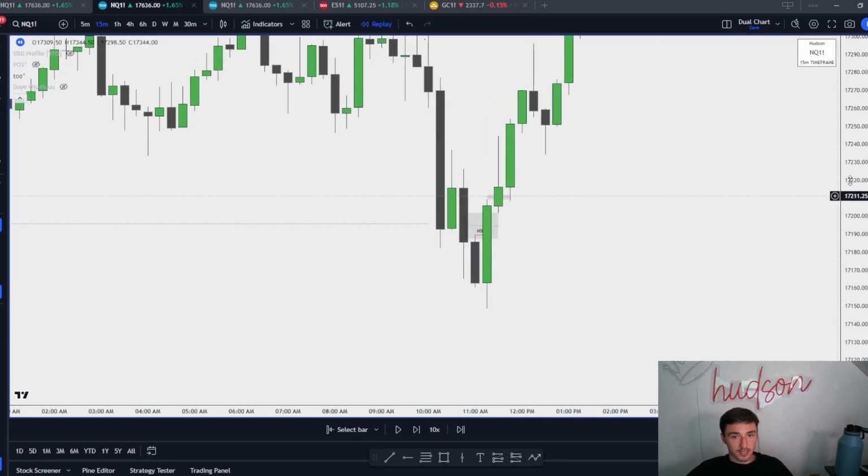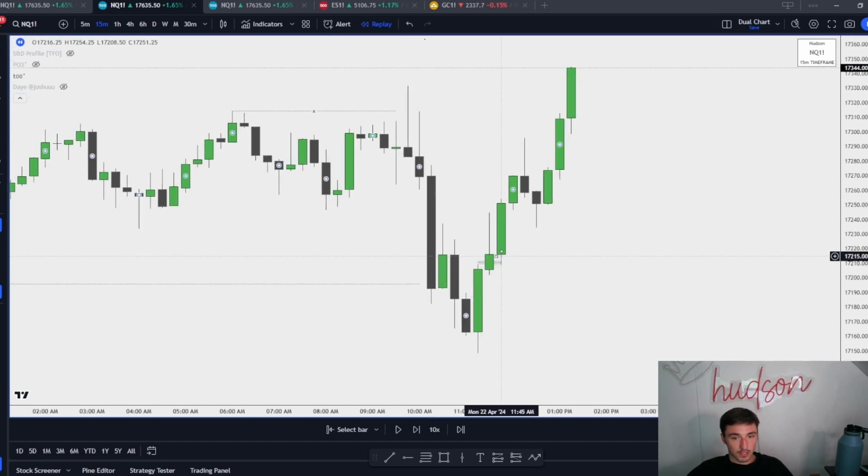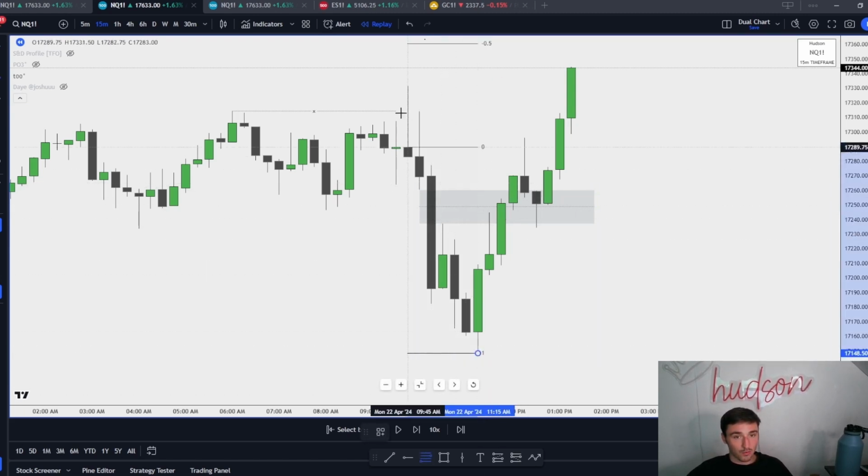Okay, now this is cleared up more. Let's remove all this. This gap right here can be your identifier to say that it is a market structure shift, right? If structure wants to remain bearish, this fair value gap that lies in what?